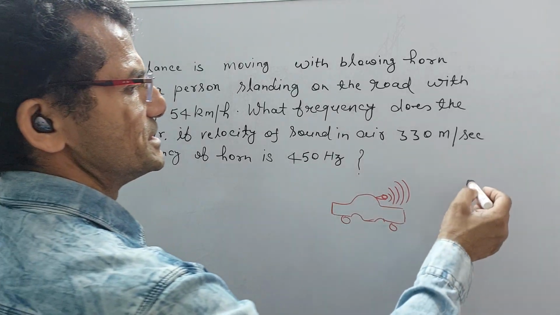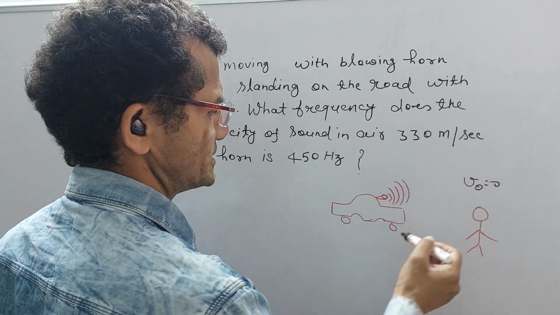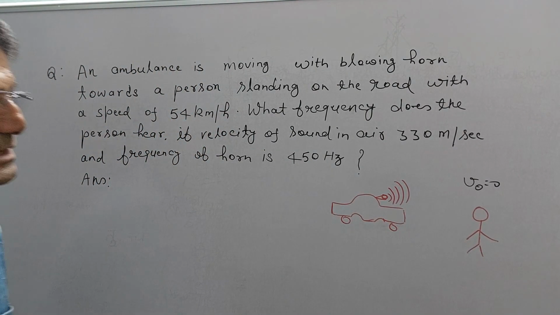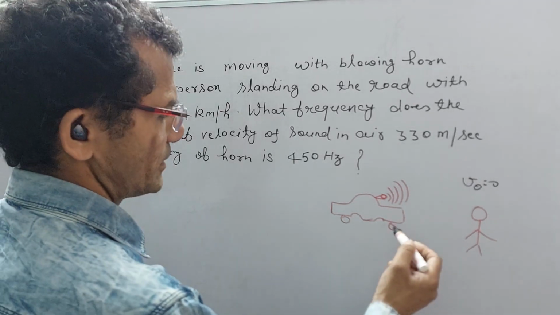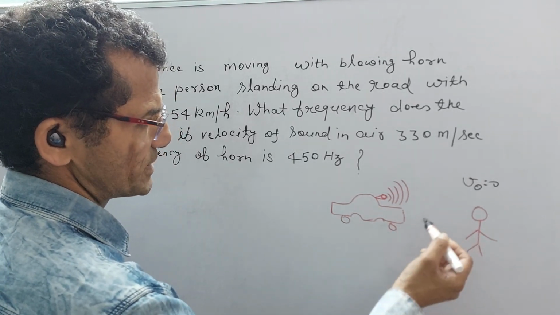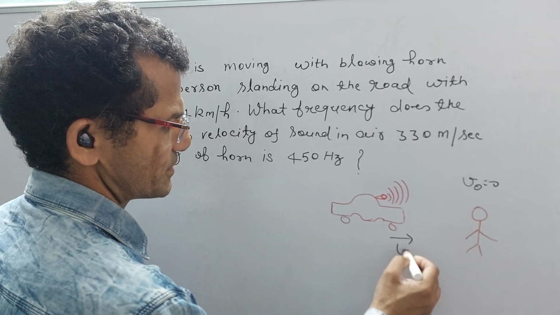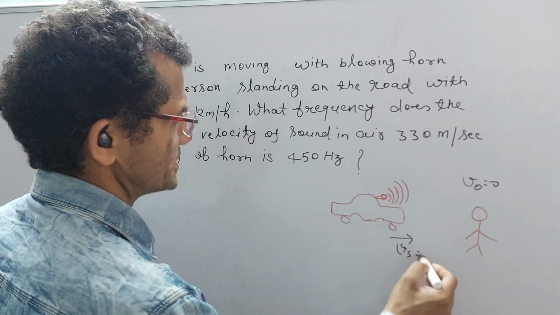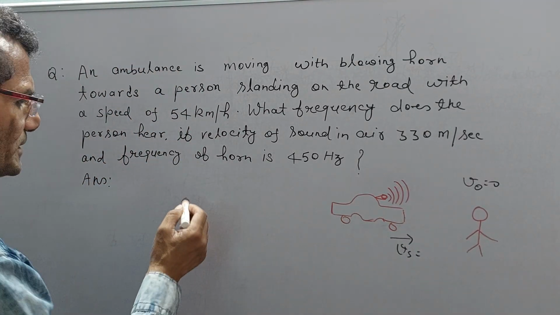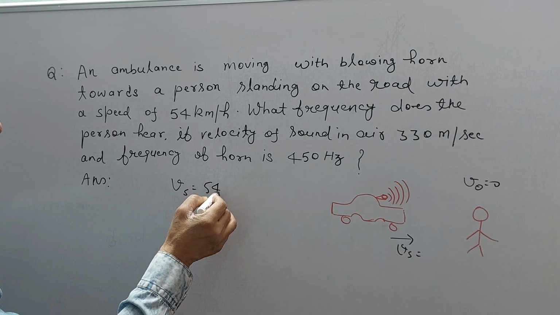The observer is at rest. If I represent VO, the velocity of the observer, it is at rest, and this ambulance is making a sound and moving toward the observer. Now let us suppose the velocity of the source is given as 54 kilometer per hour. So here velocity of source is equal to 54 kilometer per hour.